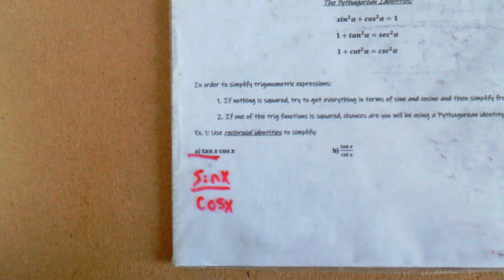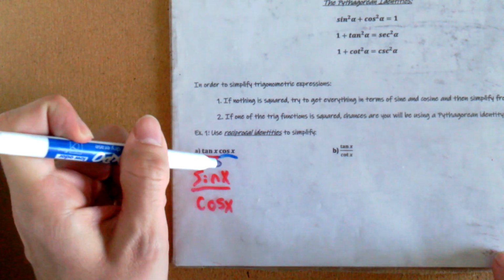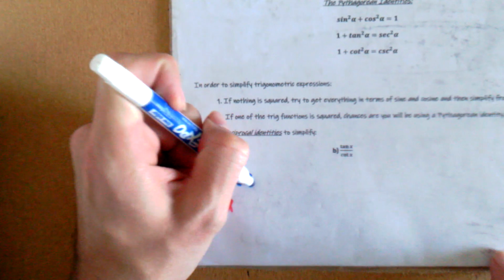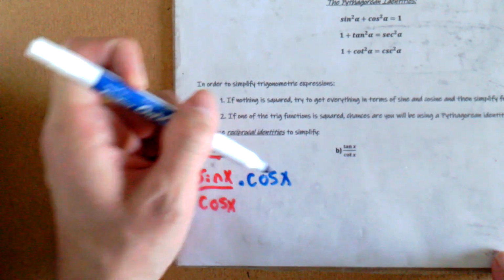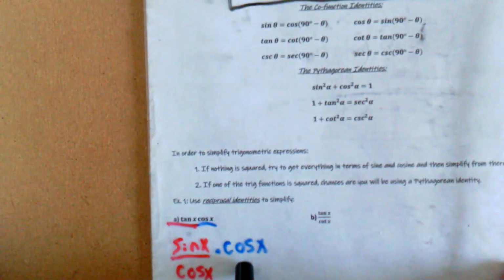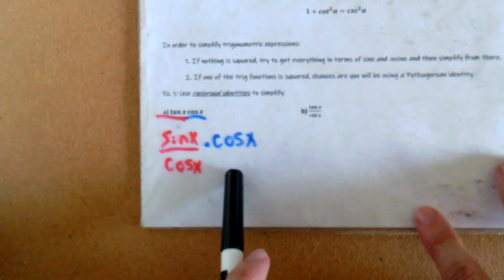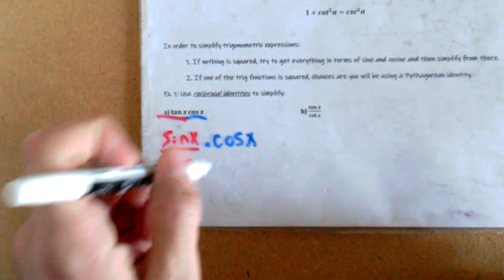Okay? Times cosine. Now let's see if anything cancels out in our problem. If not, then we might want to redefine cosine as something else. But let's see if anything cancels out first.